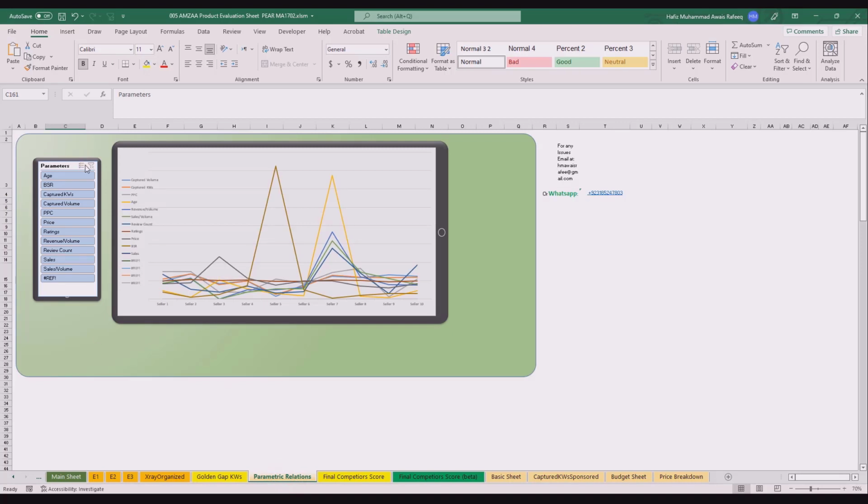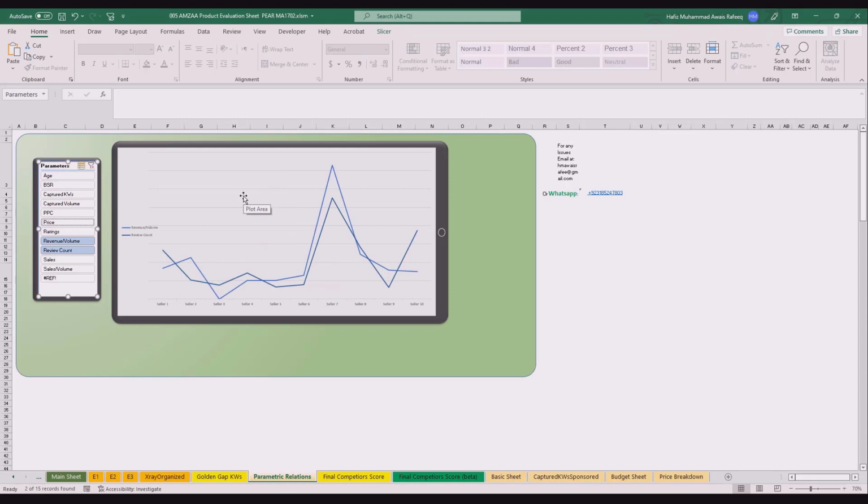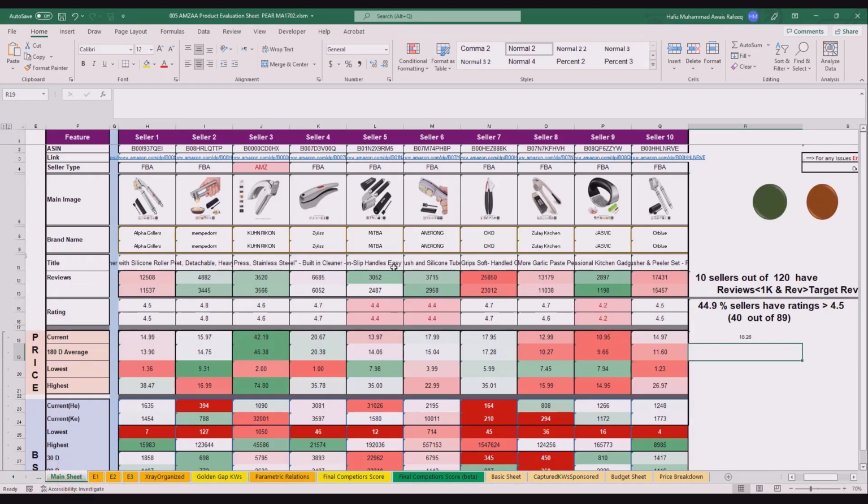In parametric relations, we study relations among many parameters, especially revenue dependency on reviews. Back to our main sheet.